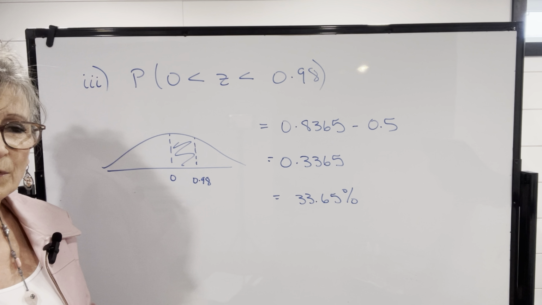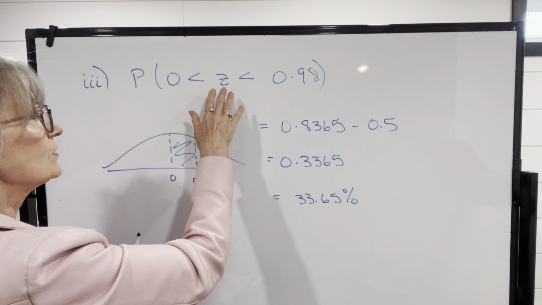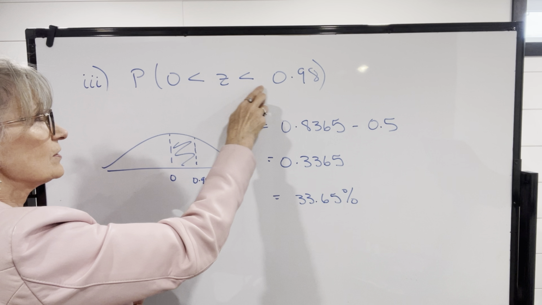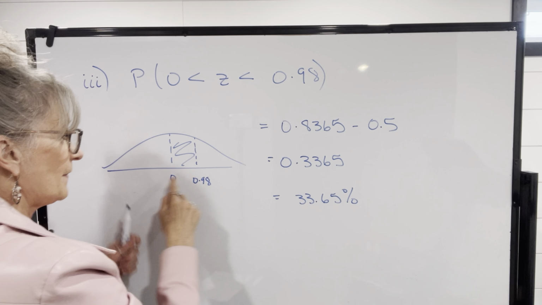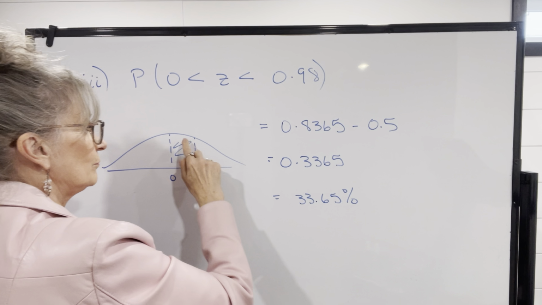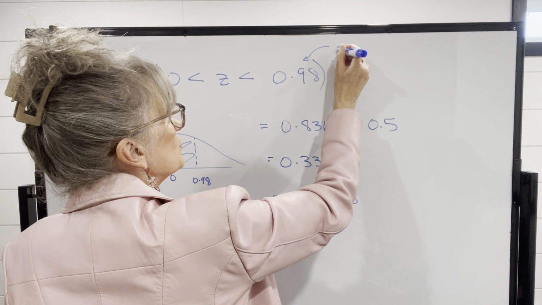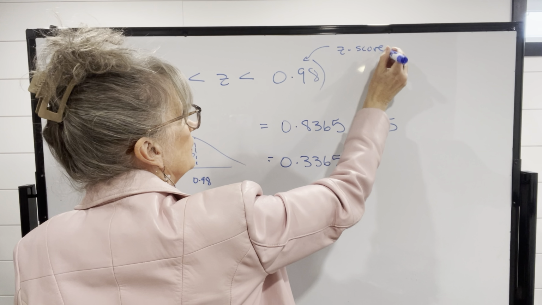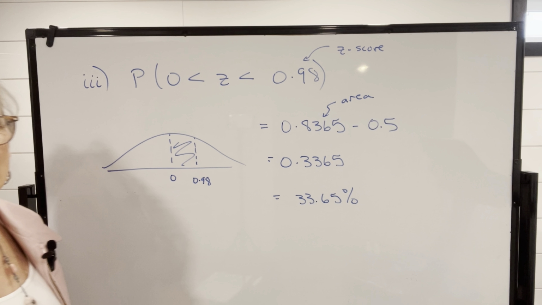One thing I'd like to point out, because I saw students make this error, students got mixed up between what a z-score was and what an area was. There's our z-score, that's the value on our horizontal axis. This is our area, which is area under the curve. So know the difference between a z-score and area. Keep that straight at all times.